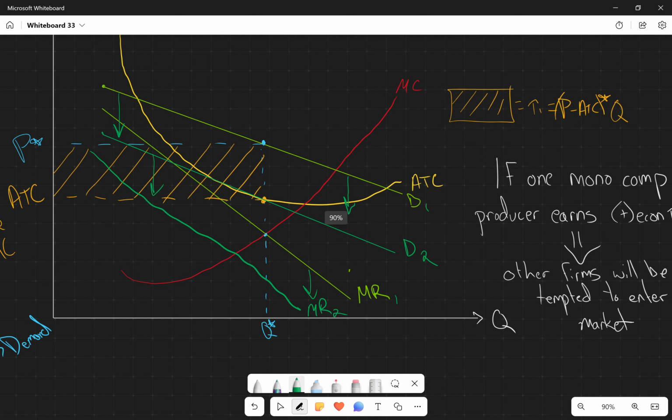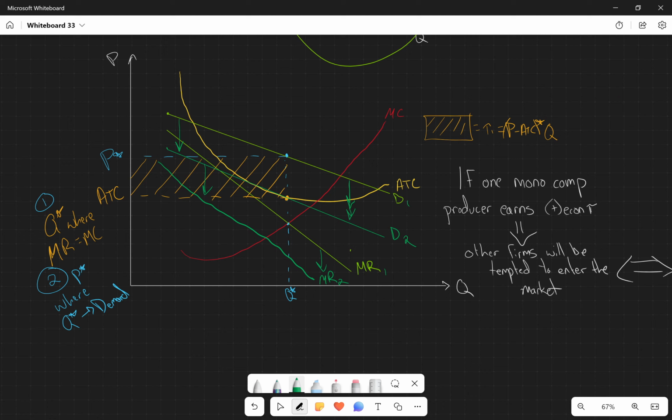So we have a situation here where our demand curve is shifting down and our marginal revenue curve is also shifting down. Again, it seems very confusing. What should we be doing? We have a three-step process, right? First step is Q star is always where the marginal revenue equals the marginal cost, right?